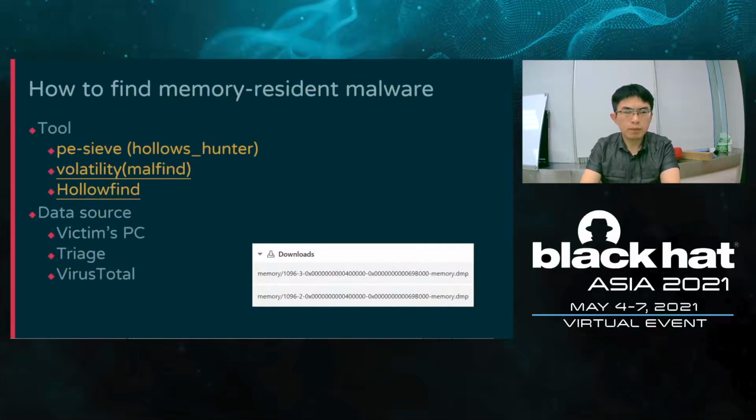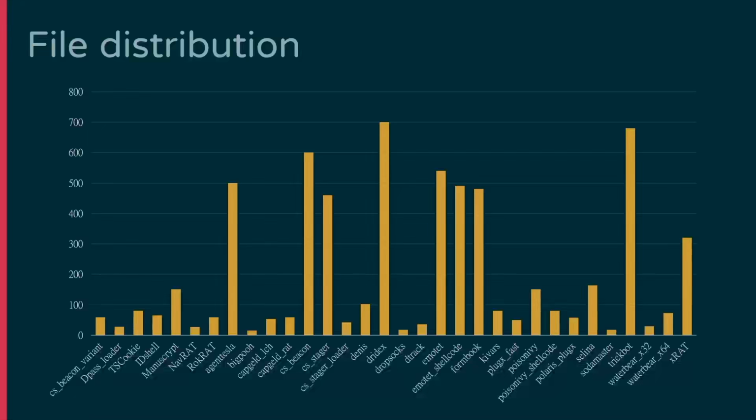Before doing the experiment, we use tools such as PEiD, Volatility, and HollowsHunter to help us find and extract malware in memory. Our data source includes data from real victim computers. Also, we try to do pivoting to find more related samples on VirusTotal or online sandboxes.